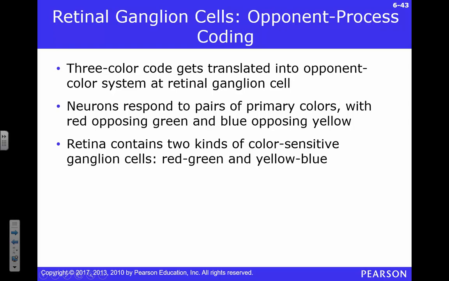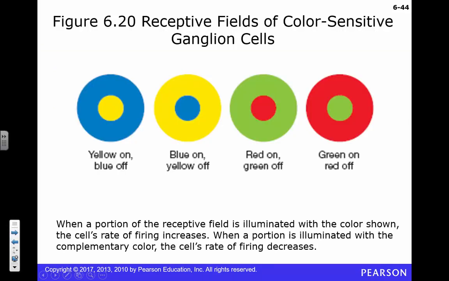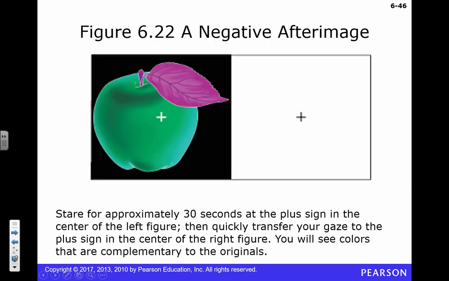I'm probably not going to ask you too much about opponent process coding, but the way these receptive fields are structured, your reds and greens are going to be opposite, and then your blues and yellows. So don't worry too much about that.